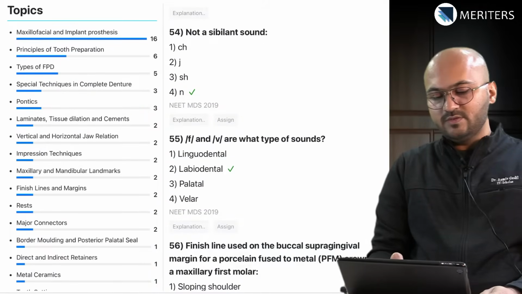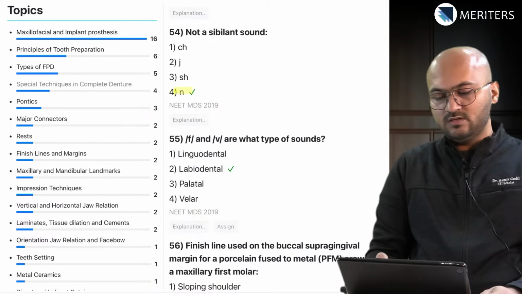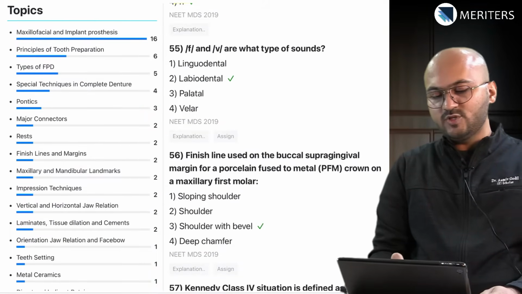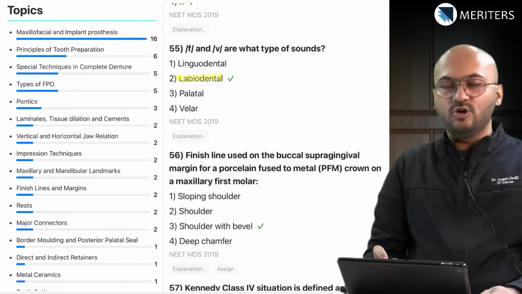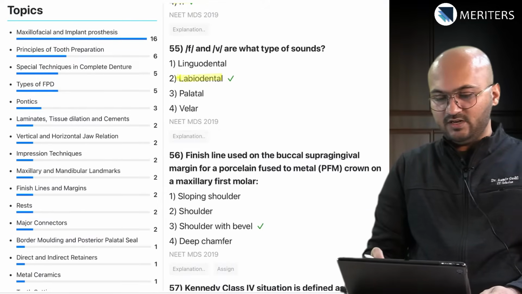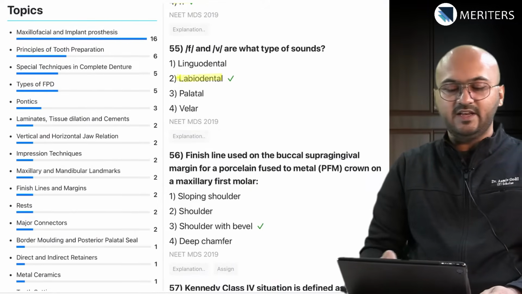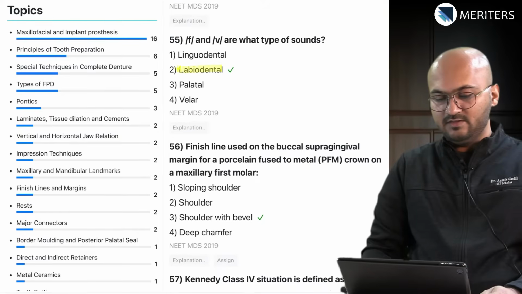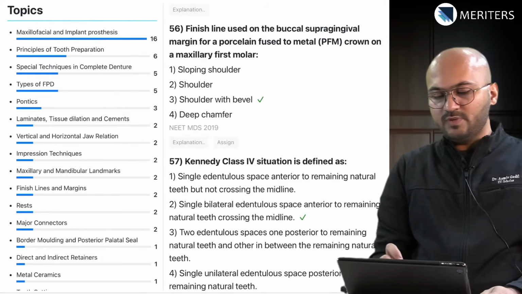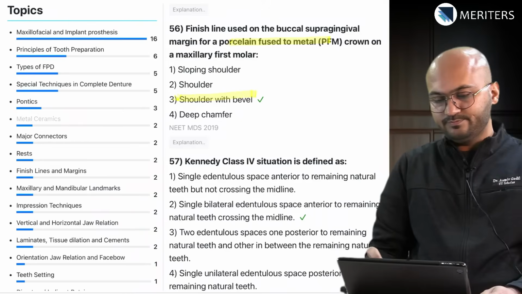Not an example of a sibilant sound is N. F and V are types of labiodental sounds. So all of these are under speech in complete dentures, and we'll categorize that as special techniques in CD. Finish line used on the buccal supragingival margin for a PFM crown is shoulder with bevel for maxillary first molar.